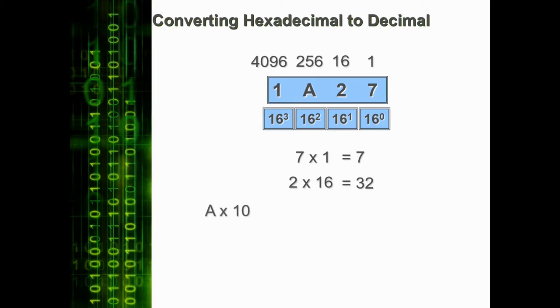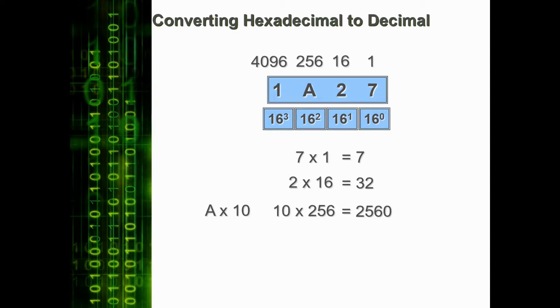Now this third place is the letter A. Remember that we need to start using letters when we get to the 2-digit numbers. So A is going to mean that we have 10 groups of 256, which gives us a value of 2,560 from the third place.